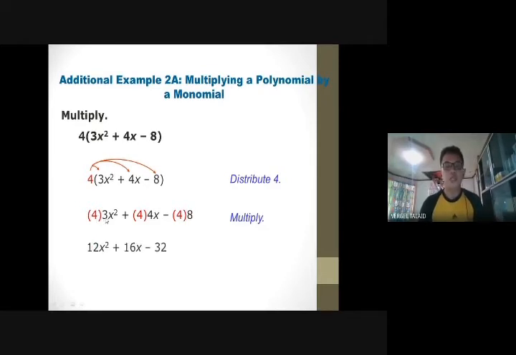So 4 times 3x squared is 12x squared. 4 times 3 is 12, copy x squared, since we don't have x in the 4. 4 times 4 is 16, bring down x. Then 4 times 8 is negative or minus 32.